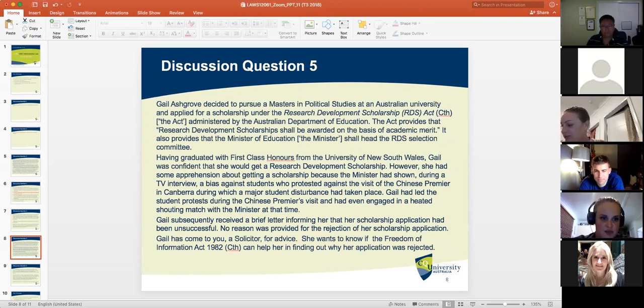Gail had led the student protest during the Chinese Premier's visit and had even engaged in a heated shouting match with the Minister at that time. Gail subsequently received a brief letter informing her that her scholarship application had been unsuccessful. No reason was provided for her rejection of her scholarship application. Gail has come to you, a solicitor, for advice. She wants to know if the Freedom of Information Act 1982 can help her in finding out why her application was rejected.